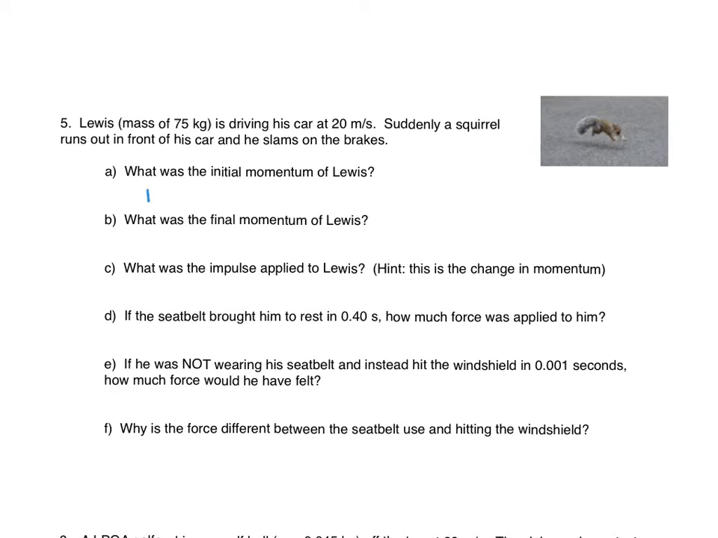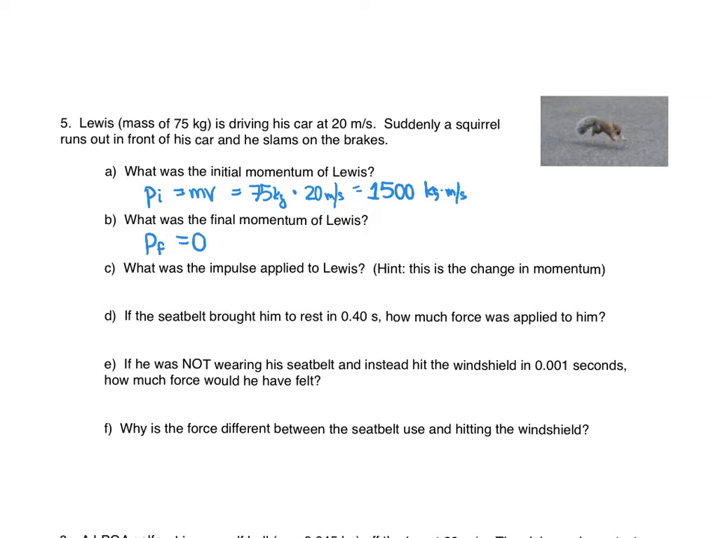So we've got to figure out the initial momentum is just his mass times his velocity. So 75 kilos times 20 meters per second. And if I do that on my calculator here, 20 times 75, that's 1,500 units of momentum, kilogram meters per second, since we're multiplying kilograms and meters per second. All right, the final momentum of Lewis, well, he's going to stop, right?